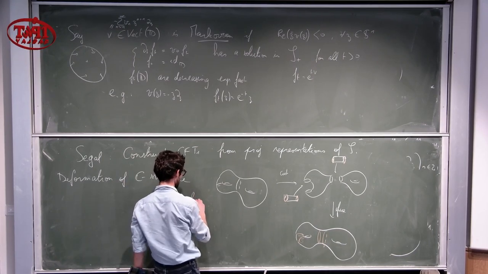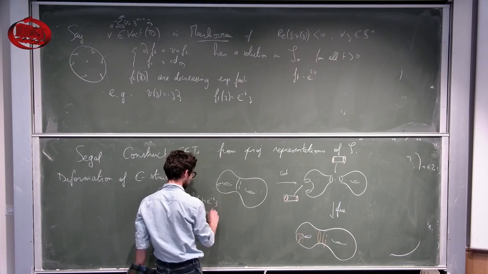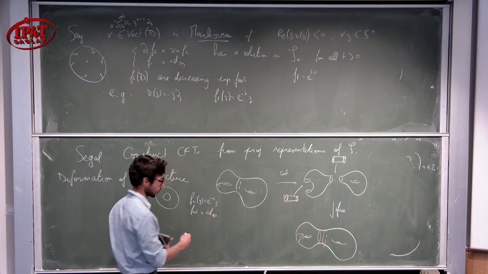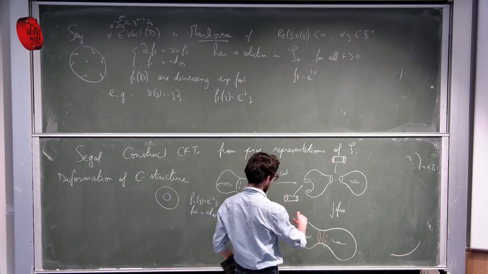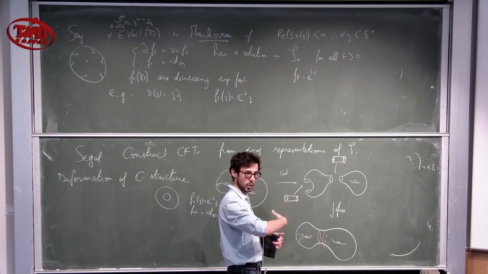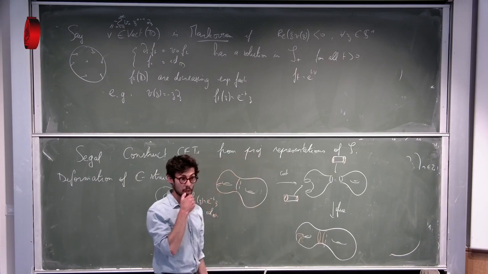So F_in would be exponential minus Tz, and F_out would be the identity. So this is really a straight annulus, and you can just glue it. You can also rotate it, kind of like the Fenchel-Nielsen coordinates. And this gives you analytic coordinates.